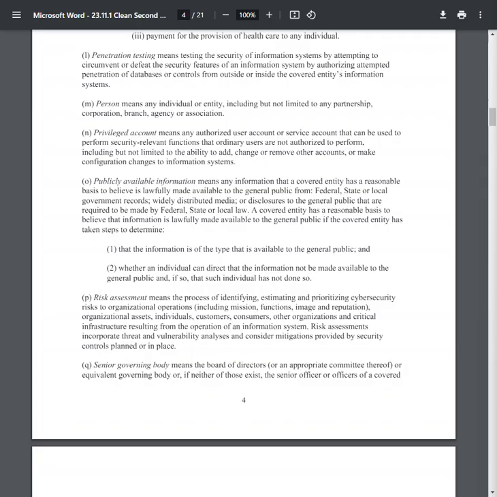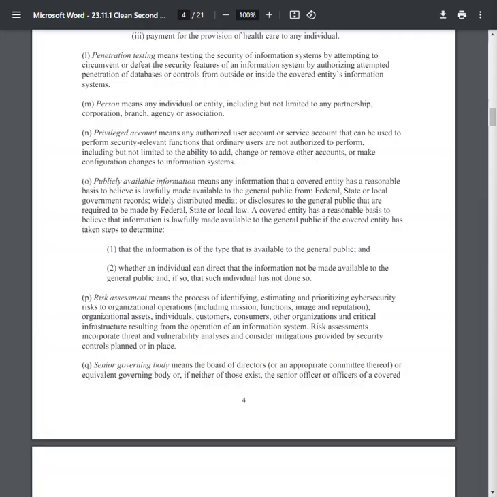Next is person. It means any individual or entity, including but not limited to any partnership, corporation, branch, agency, or association. So again, not for you to decide. Another division will be in charge of this. And so let's move on.